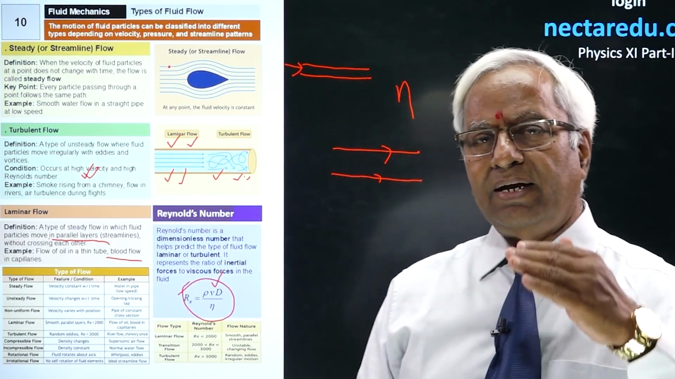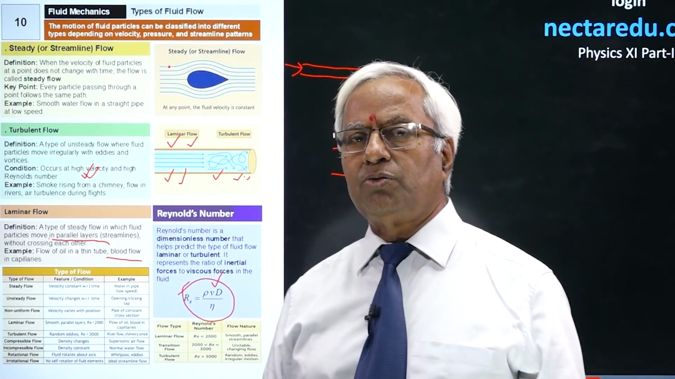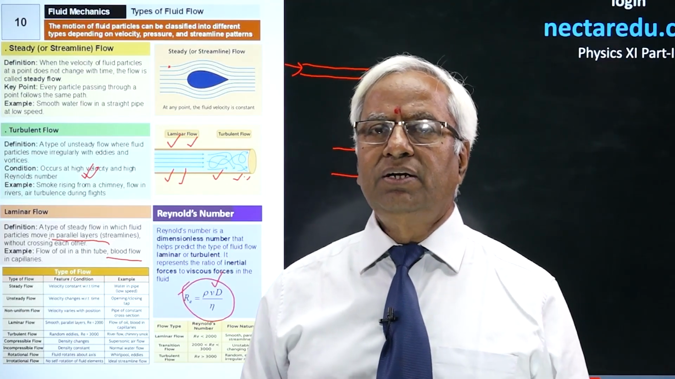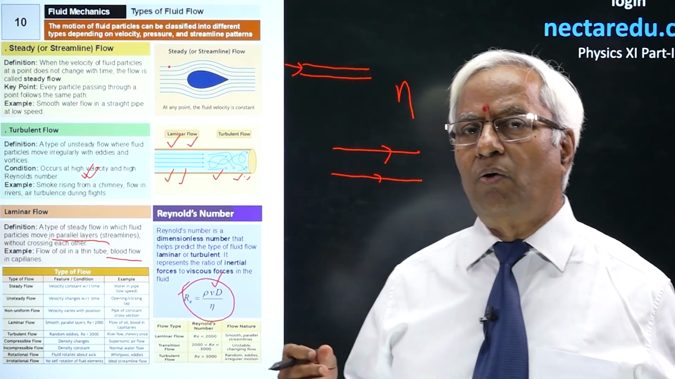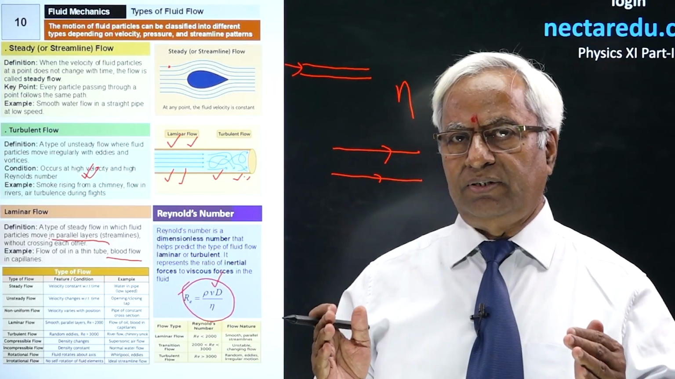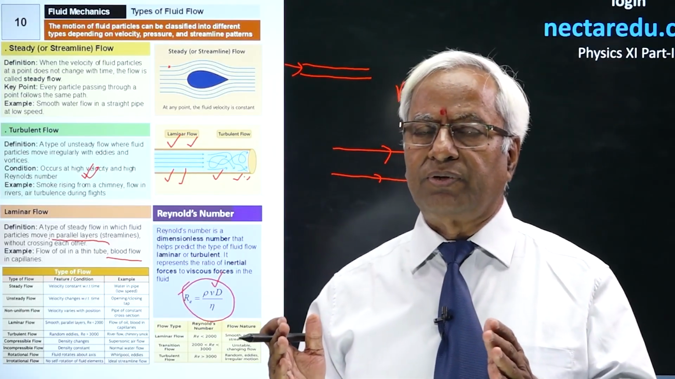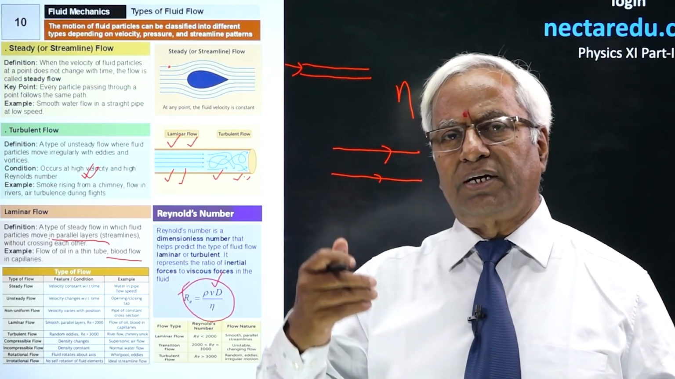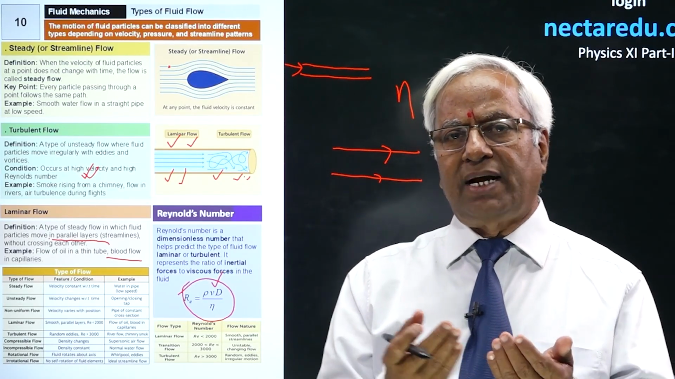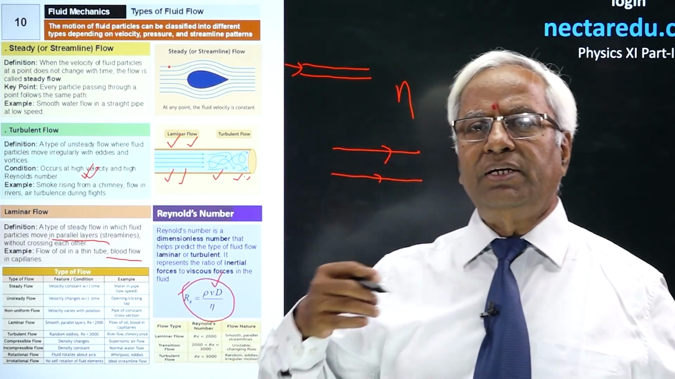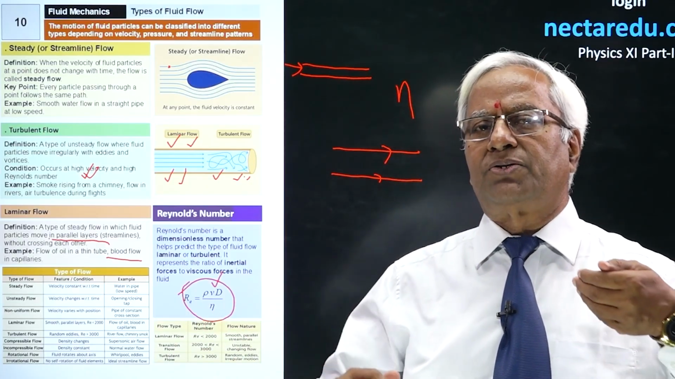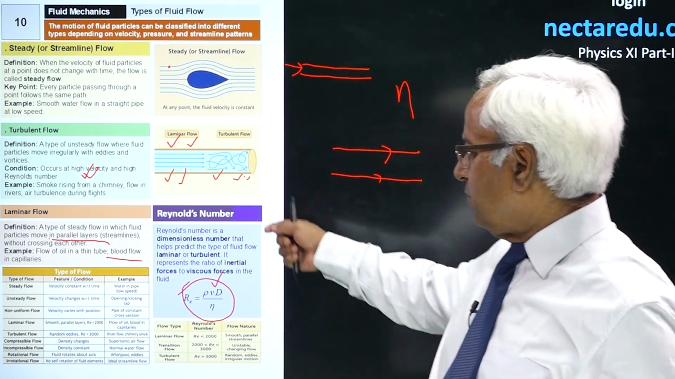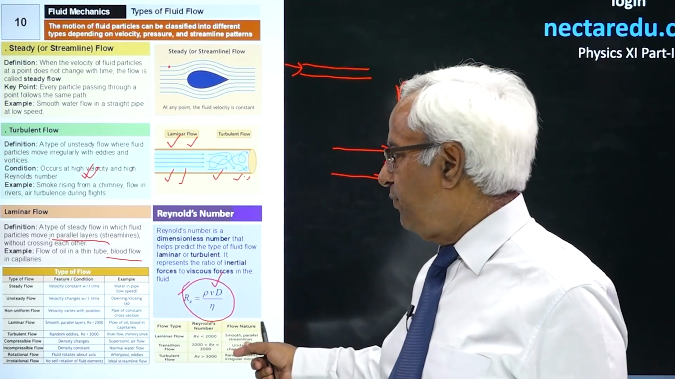If it is less than 2000, it's going to be a streamline flow. If it is greater than 3000, certainly it will be turbulent flow. And in between, that is 2000 to 3000, the flow is neither streamline nor turbulent. You could say this is the transitional phase, meaning it is gradually switching over from streamline to turbulent flow. So this is a very good demarcation for these kinds of flow.